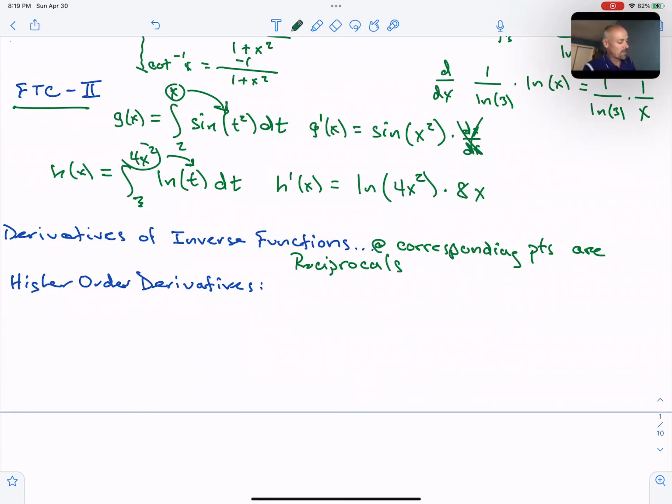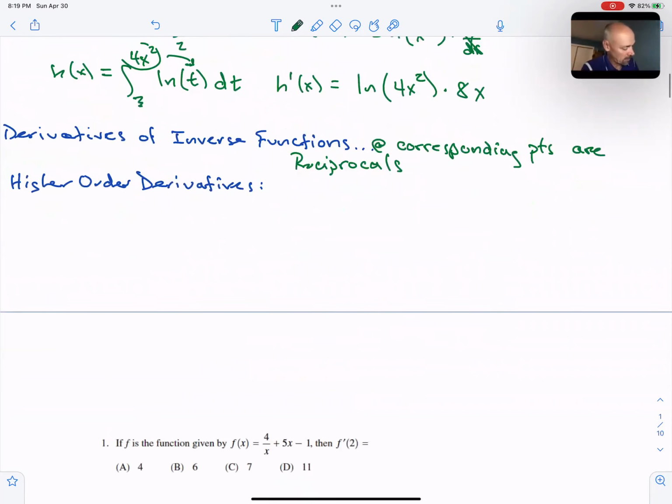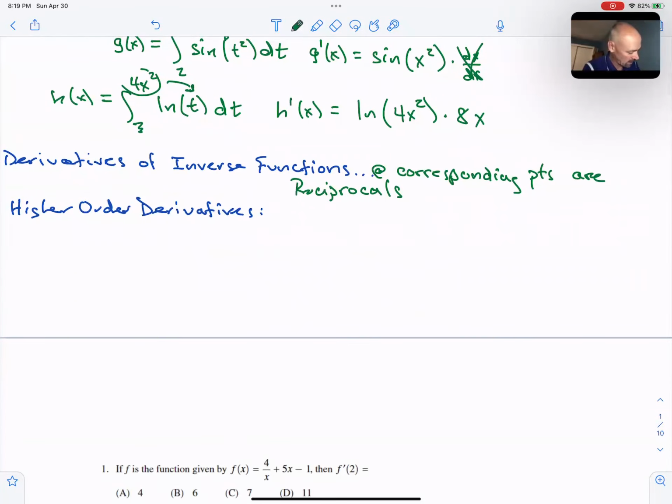The derivatives of inverse functions at corresponding points are reciprocals of each other. Okay, so if our derivative is 2/3 at one point, it's going to be 3/2 at that corresponding point on the inverse function.